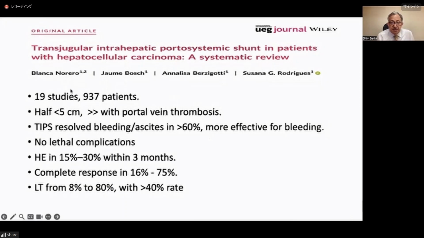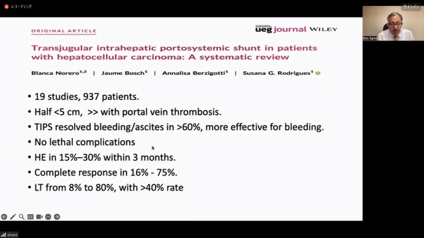Now, can TIPS be done in a patient with HCC? This is a systematic review. 19 studies, 937 patients were taken. Half of the patients had less than 5 centimeter tumor, and those who had portal vein thrombosis had more portal hypertension. TIPS resolved bleeding or ascites in 60% or more. It was more effective for controlling the bleeding. So you can do TIPS in a patient with PVT and HCC.